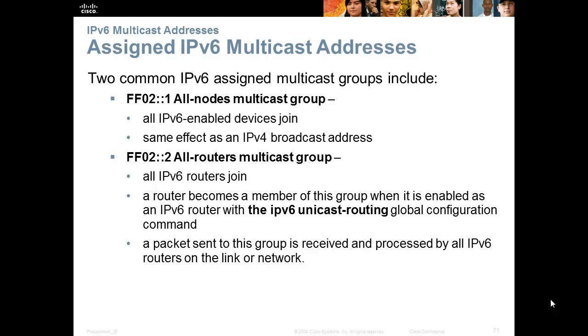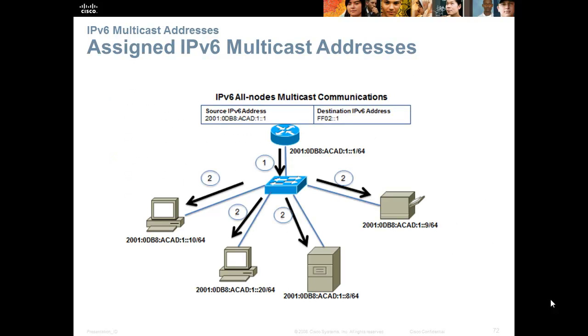The FF02::2 is the all routers multicast group. All IPv6 routers join this. In order for a router to become a member of this group, we issue that ipv6 unicast-routing command in global configuration on a Cisco device to enable IPv6 routing on that device. That in turn puts that device in that multicast group. So FF02::1 is all IPv6 devices, and FF02::2 is all routers.